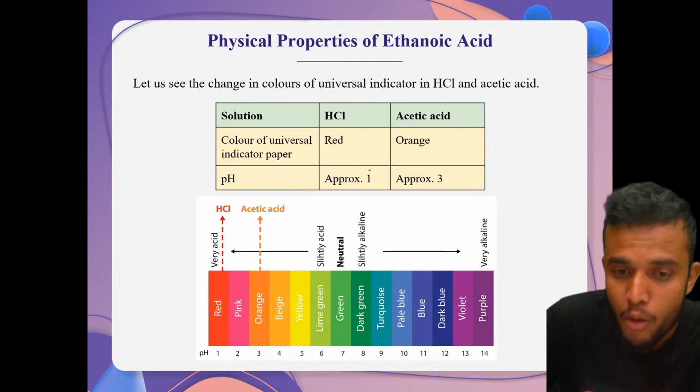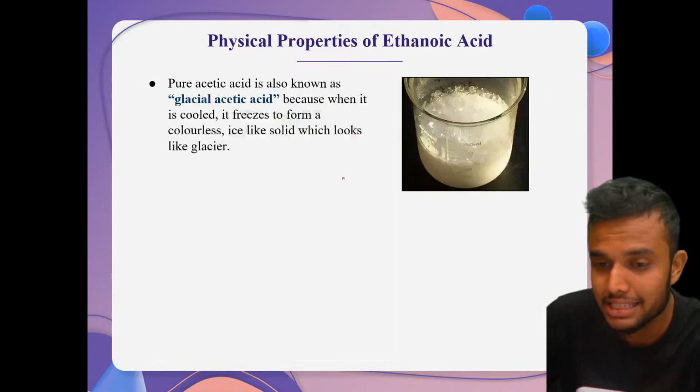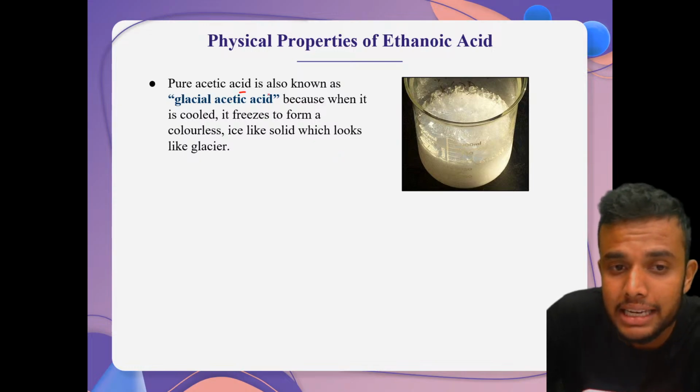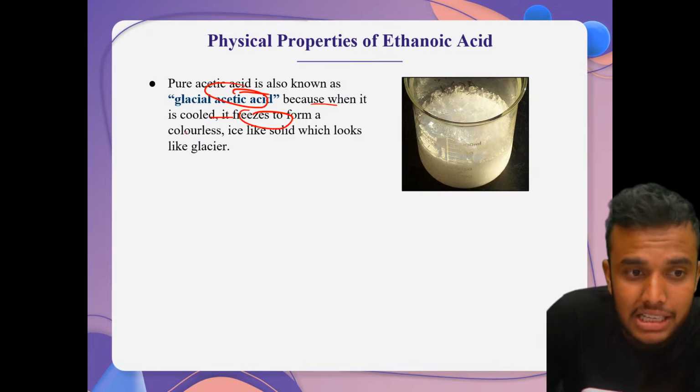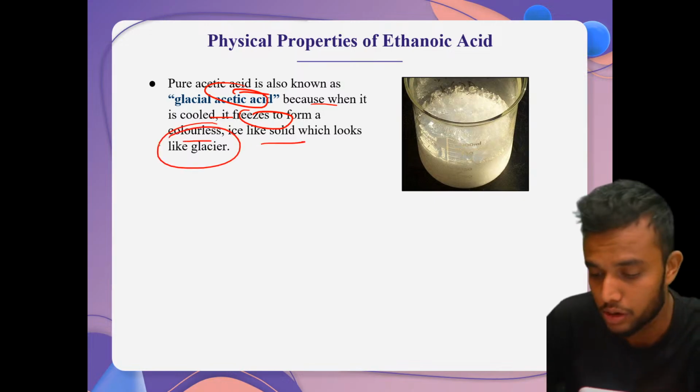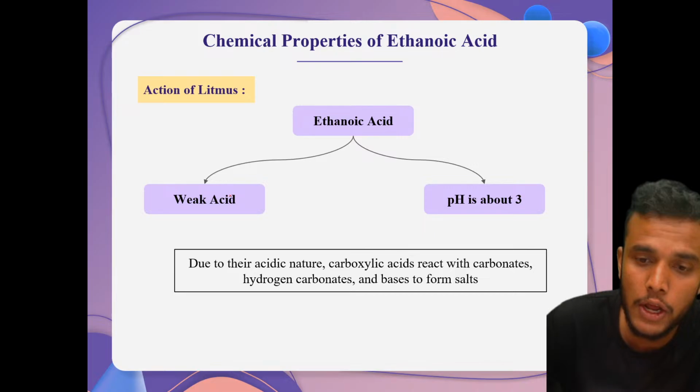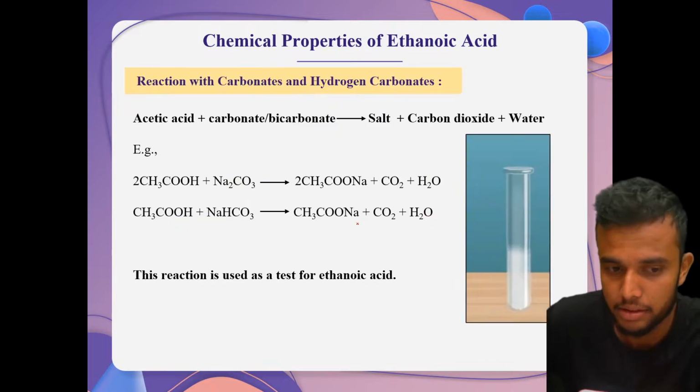Then this is a weak acid. Ethanoic acid is a weak acid, and pure acetic acid is also known as glacial acetic acid because when it is cooled, it freezes to form a colorless ice-like solid which looks like a glacier. That's why. Ethanoic acid is a weak acid, and its pH is above 3.